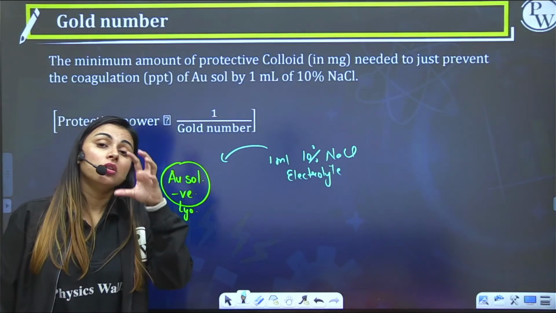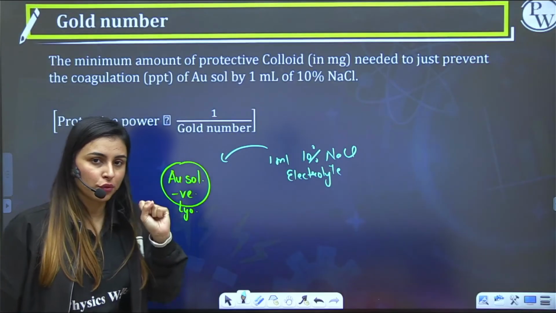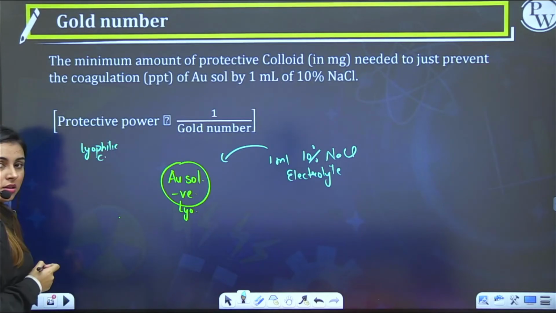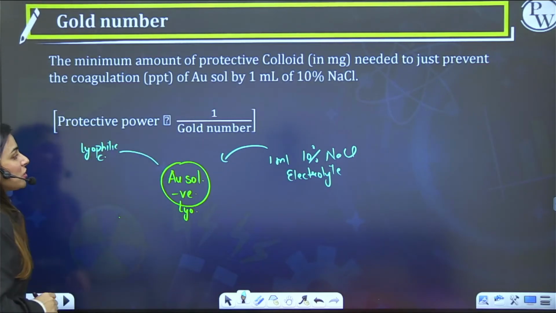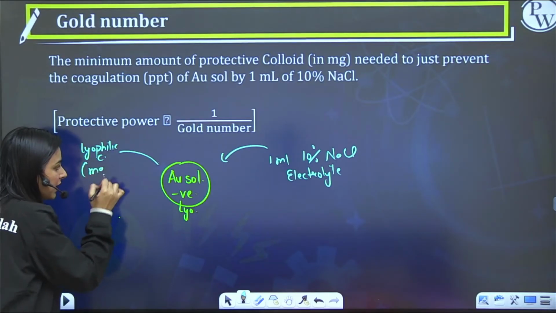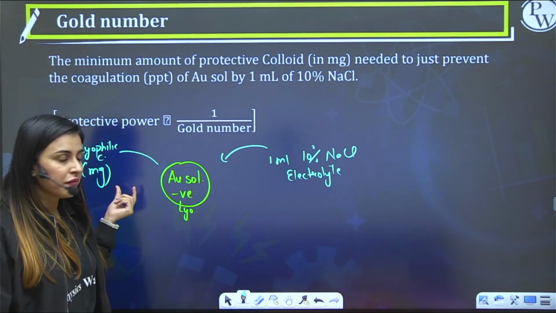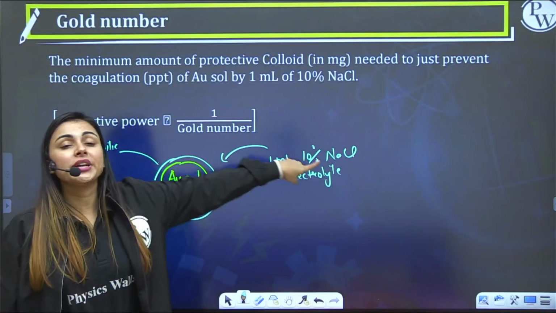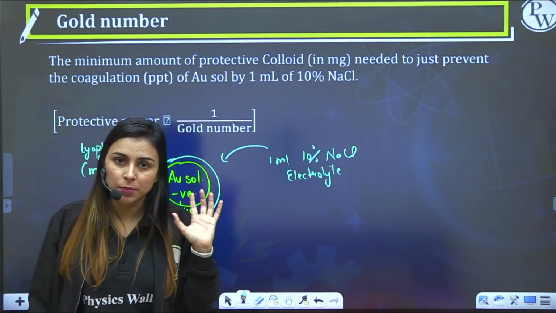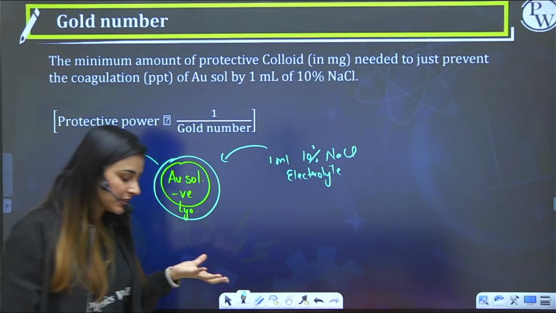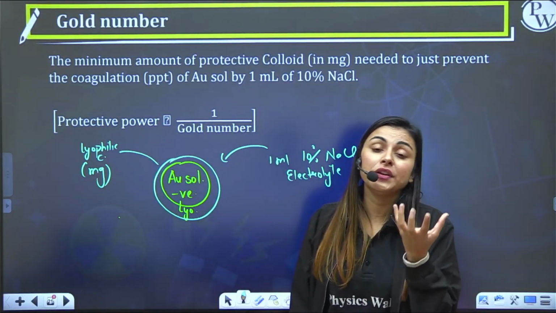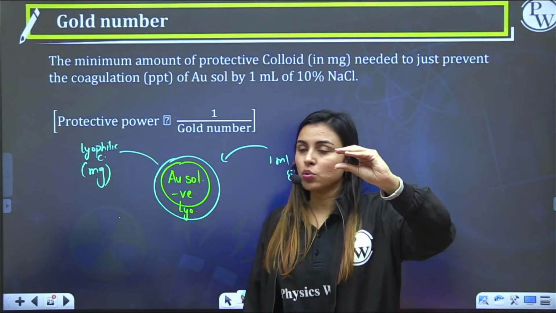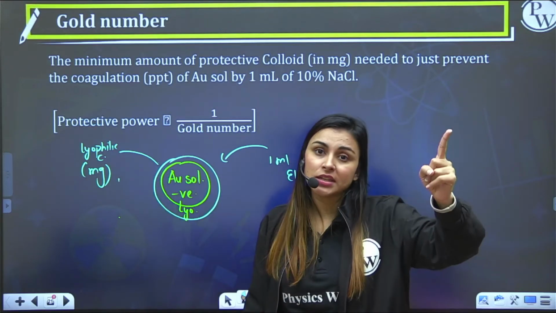I need a very protective layer for it. I know that your lyophilic colloid can act as a protective layer. Now the question is: in milligrams, how much of this colloid is required to protect it? That will be its gold number. So this is the amount. The lyophilic colloid which is used in the least amount will be the best protective layer.